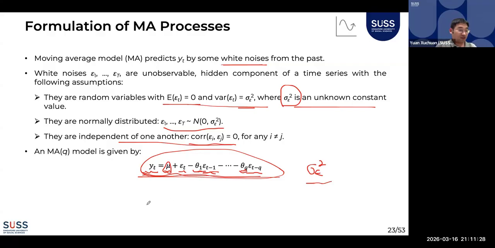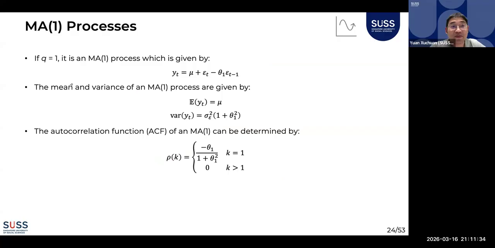Now let's look at a specific MA(q) model, the simplest one, the MA(1) process. According to the definition of the MA(q) model, it is mean plus epsilon_t minus theta_1 times epsilon_{t-1}. So you need to estimate the mean, the variance, and this theta_1. Remember we use negative theta_1 in the MA(q) model, MA(1).